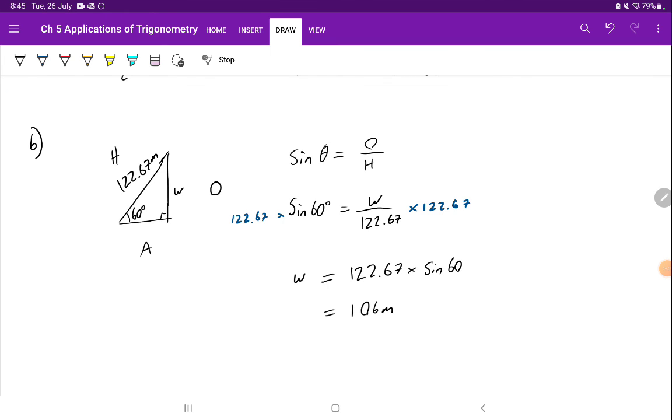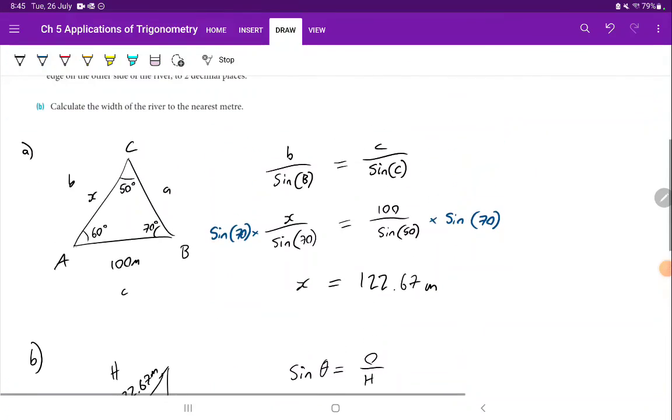Alrighty, so there we go, just a little bit on triangulation using a bit of sine rule and as well just a bit of trigonometry.